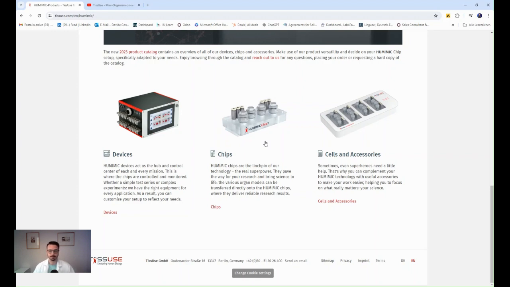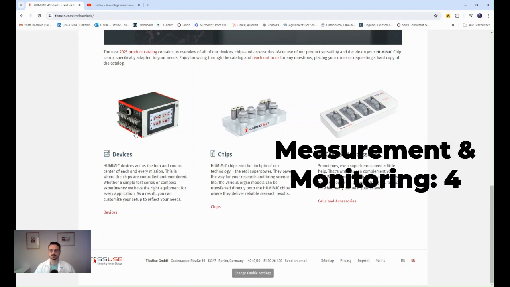In terms of measurement and monitoring, you see that the HuMimic devices also come with a hub and control center where different kinds of monitoring are performed. You can obviously also take out the different tissues from the chip once the culturing is done, but in terms of imaging, obviously they're not particularly well suited. We would give it a 4.